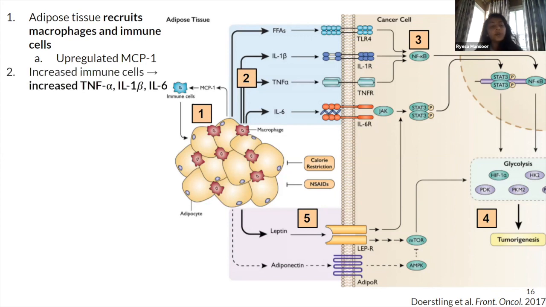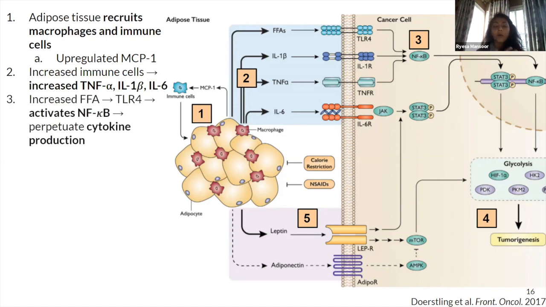Then moving to step 2, with these immune cells you're seeing increased release of immunopathological molecules such as interleukin-1 beta, interleukin-6, and especially TNF alpha, which we know is highly associated with inflammatory states. These will bind to their receptors and go within the cancer cell. Along with these inflammatory cytokines, we're also seeing increased free fatty acids. These free fatty acids will especially form a complex with the receptor TLR4, which is toll-like receptor 4.